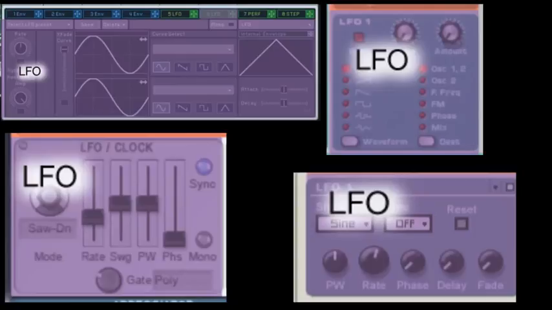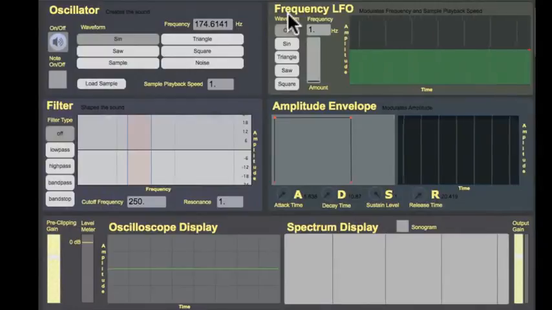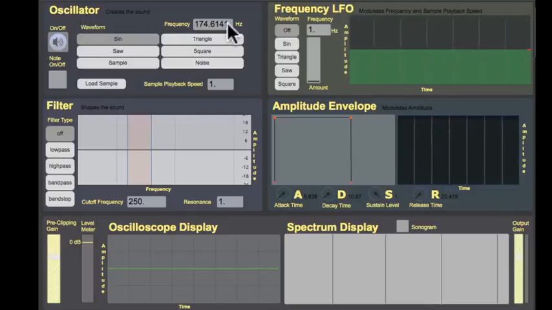Let's look at the aspects that are common in an LFO. When configuring modulation in any synthesizer, there'll always be a modulation source. In this instance, it's the LFO. A modulation destination. In this instance, it's the oscillator frequency. And there'll always be a modulation amount, which is going to be the extent of the modulation, which I have as a fader right here.